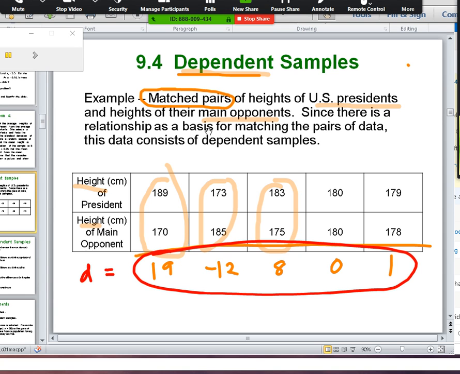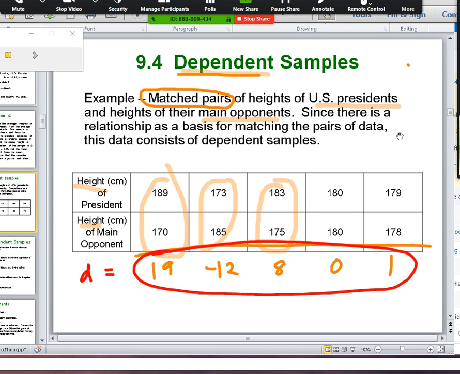All right. Austin, do you want to go and read this one for us? Yeah. 9.4 dependent samples. Example, matched pairs of height of U.S. presidents and height of their main opponents. Since there is a relationship as a basis for matching the pairs of data, this data consists of dependent samples.